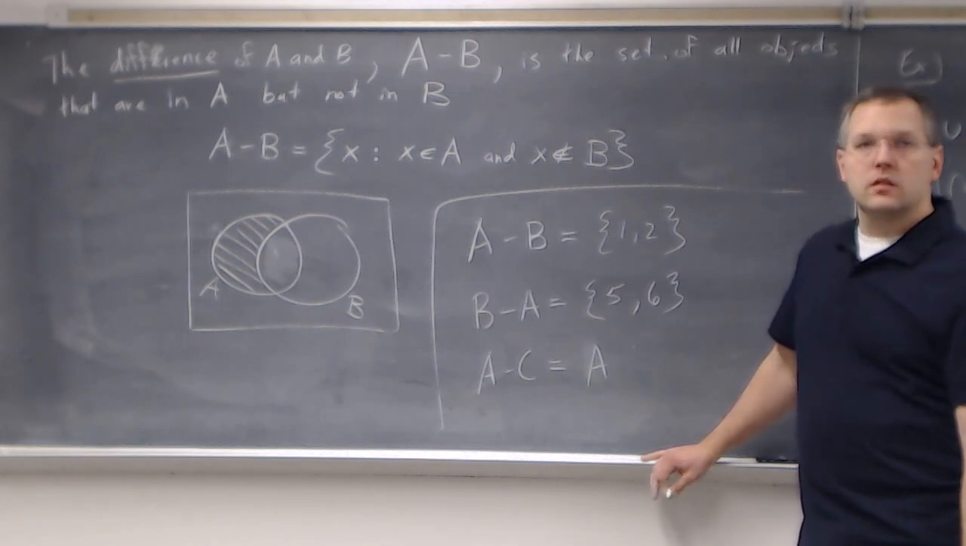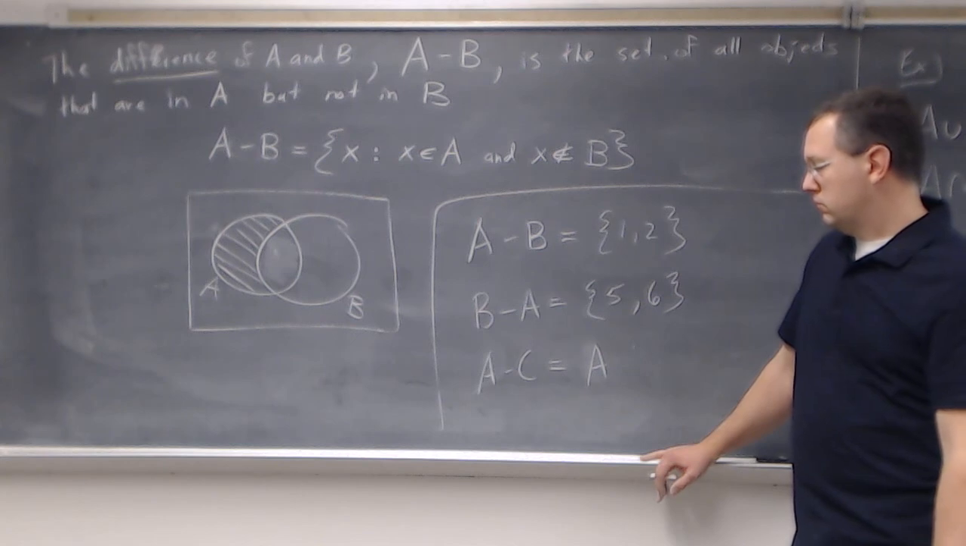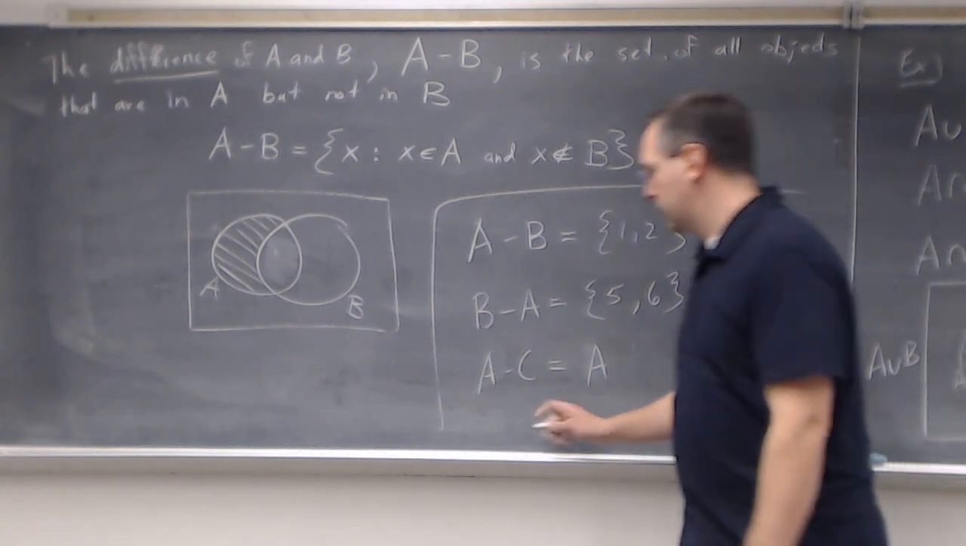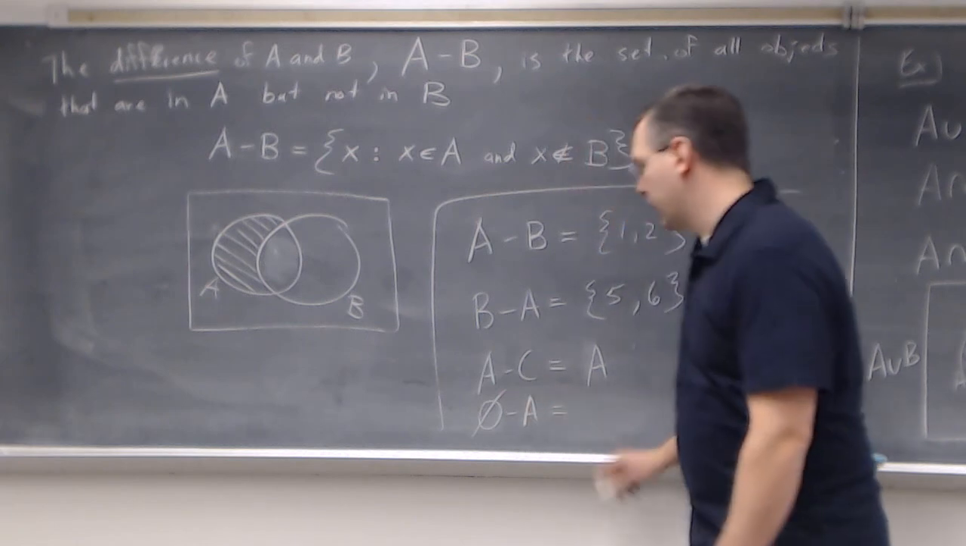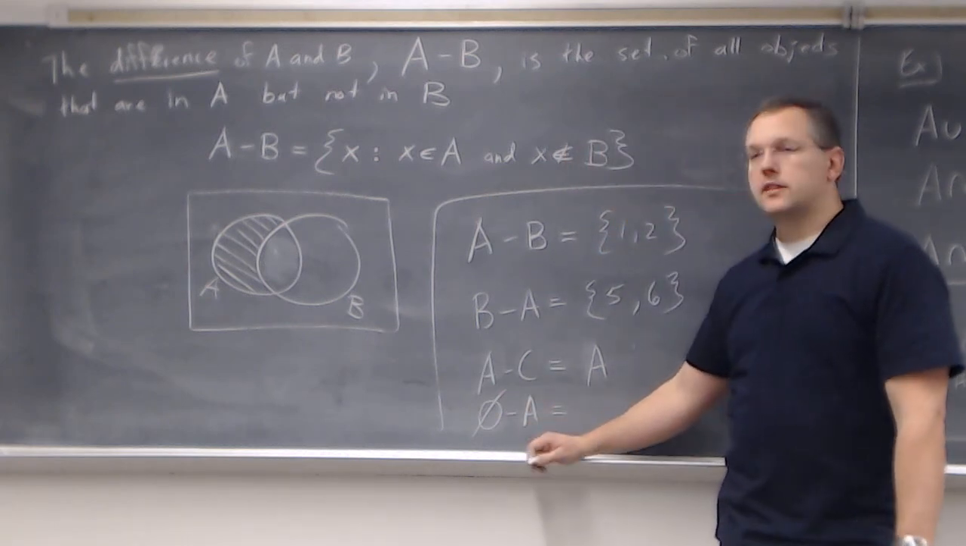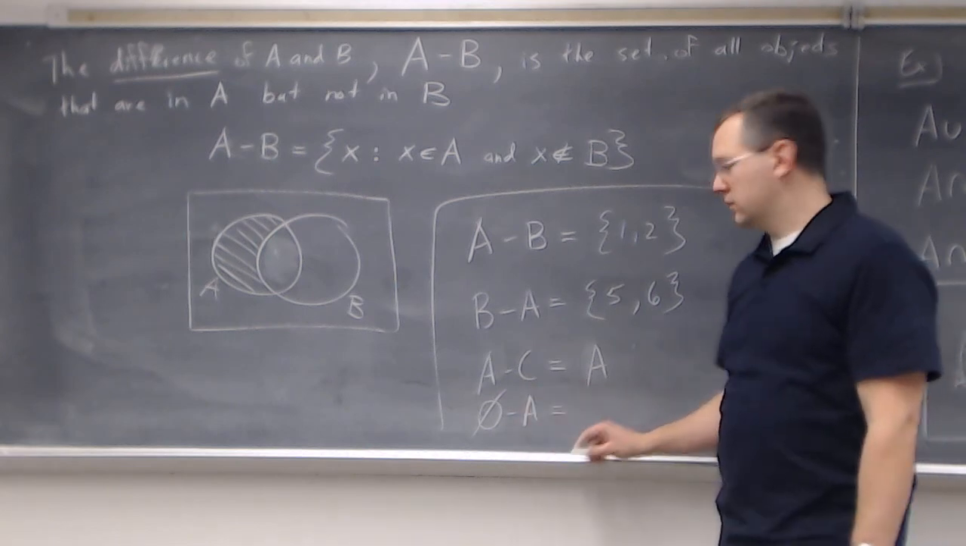Any other questions? What happens if the first one's the empty set, or do you run into that? Well, I mean, you could do an example like that. So take the empty set and take away anything that's in A. You're still going to have that.